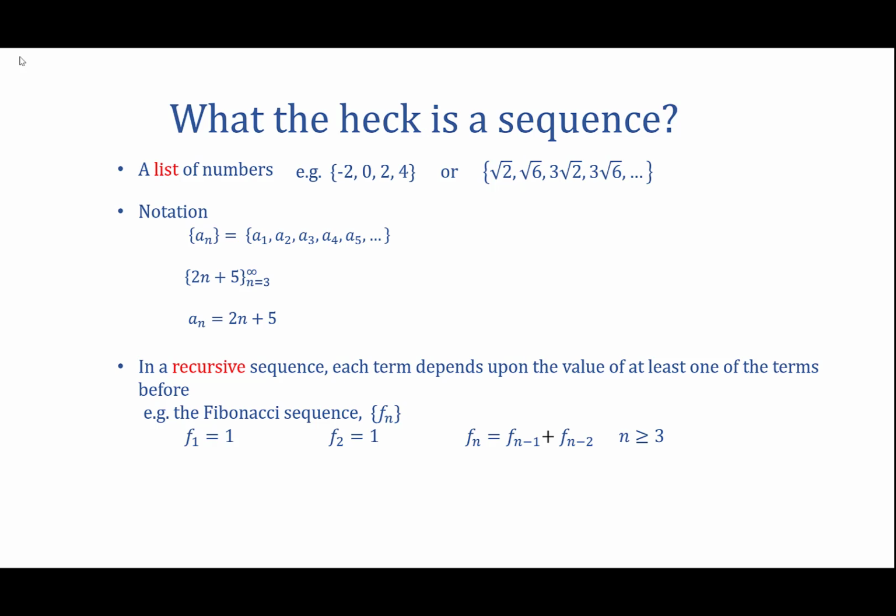The Fibonacci sequence is an example of a famous sequence of numbers. The first two terms are both 1. To figure out the nth term, you always add up the two terms that came just before. So the first two terms are each 1. The third term is going to be 1 plus 1, which is 2. The fourth term is going to be 1 plus 2. The fifth term is going to be 2 plus 3, and so on and so on.